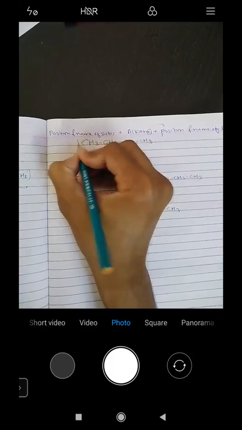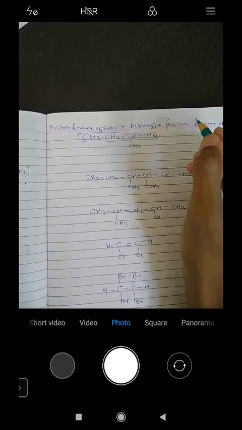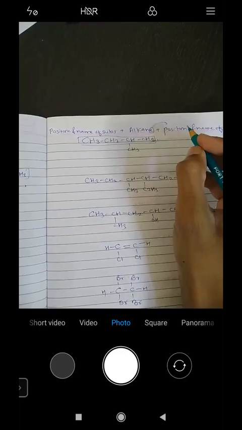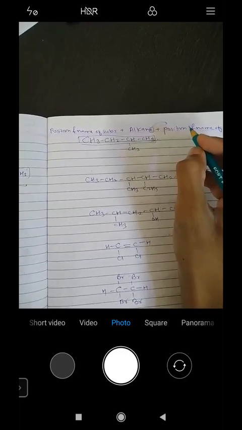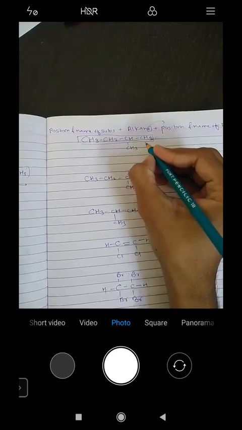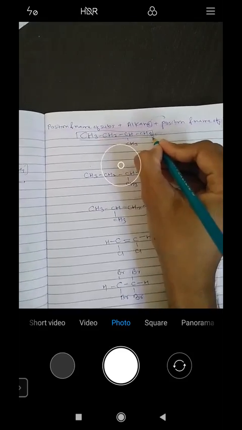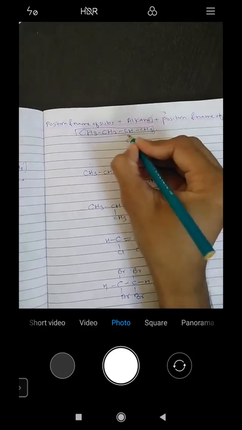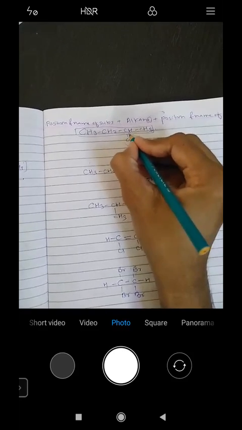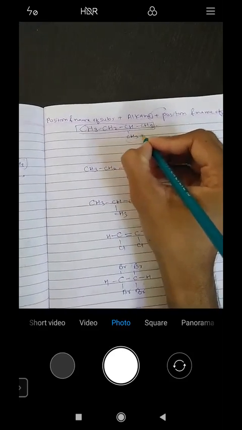So here, first, what is the chain? So this is our chain. I have selected a chain, and now rule number 2, we have to number it from the end which is nearest to functional group. But here you can see there is no functional group, so we will focus on substituent. So this is the end, left hand and right hand. If I number it from the right hand, this substituent will come on second position, and if I number it from the left hand, it will come on third position.